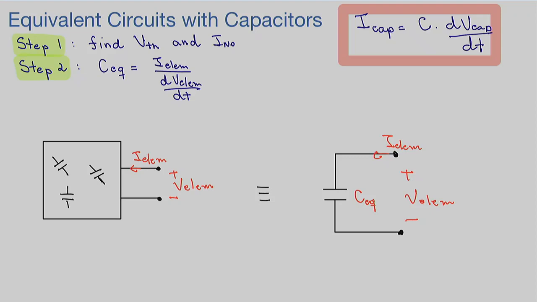In the case of a capacitor, because the current of the capacitor is given by capacitance times dV/dt, our equivalent capacitor is going to be I, the current of the capacitor element, divided by the gradient of the voltage, or the change of voltage with time, dV/dt. Okay? So when we do our I-test, V-test, this is what we are looking for. What is C equivalent?